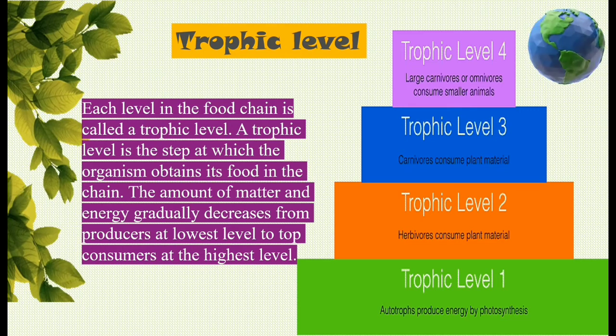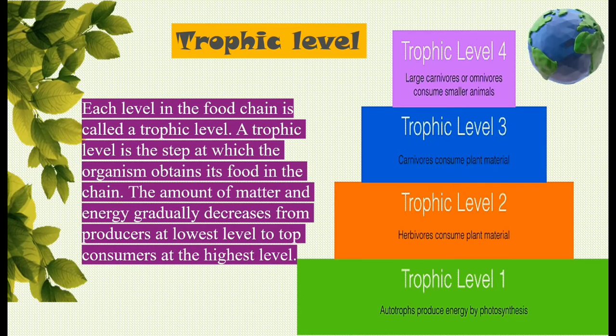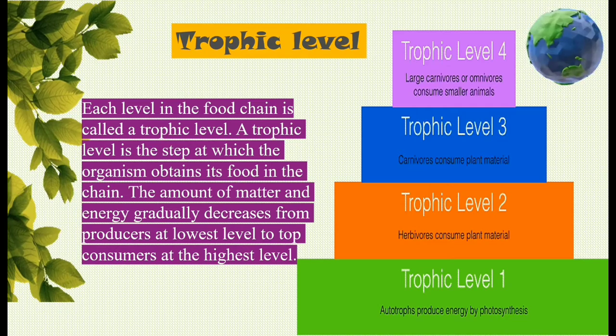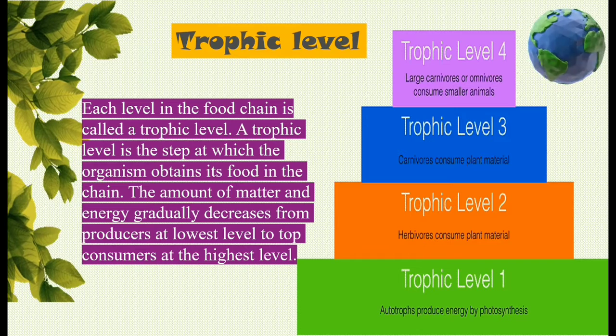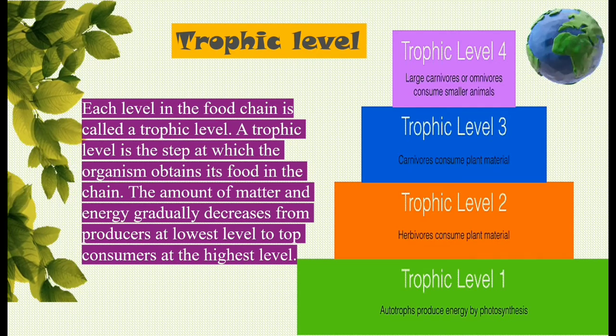Now what do you mean by trophic level? At the very base you can see plants are there. Okay, so those are autotrophs which produce energy by photosynthesis. That is called trophic level 1. Each level in the food chain is called a trophic level. A trophic level is the step at which the organism obtains its food in the chain. The amount of matter and energy gradually decreases from producers at the lowest level to consumers at the top, which is the highest level. So if you look at the bottom, the number of plants is much more as compared to the tertiary consumers which are at the top.